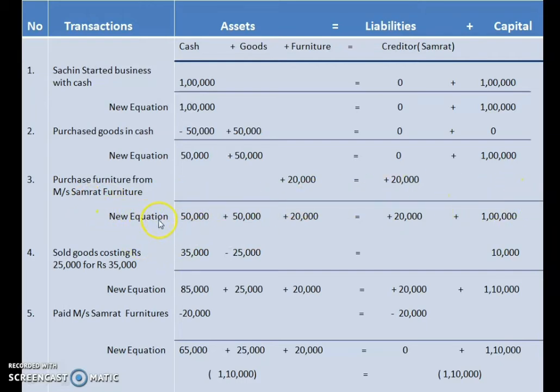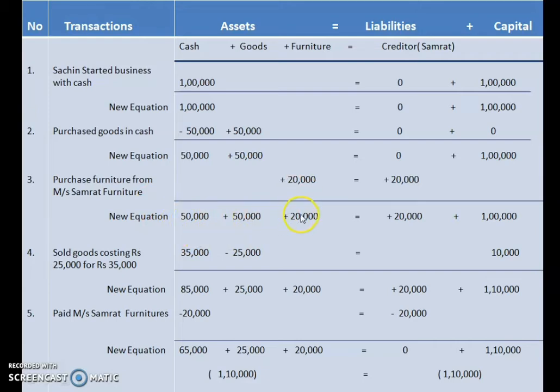Write down the new equation. How much cash is there with you in the business? 50,000. Bring it down. Goods of 50,000 are also there with you. Bring it down. Now furniture is also there with you. That also you bring down. A new item of creditor is there with you. Bring it down. Capital of 1 lakh is there with you. That you have to bring down. Just make a total of the asset side. How much is the amount? 50 plus 50, 1 lakh.